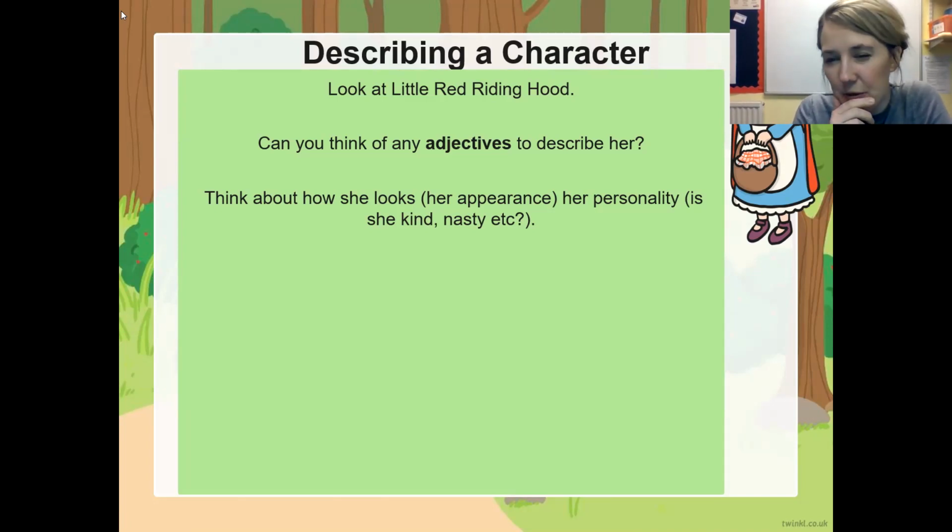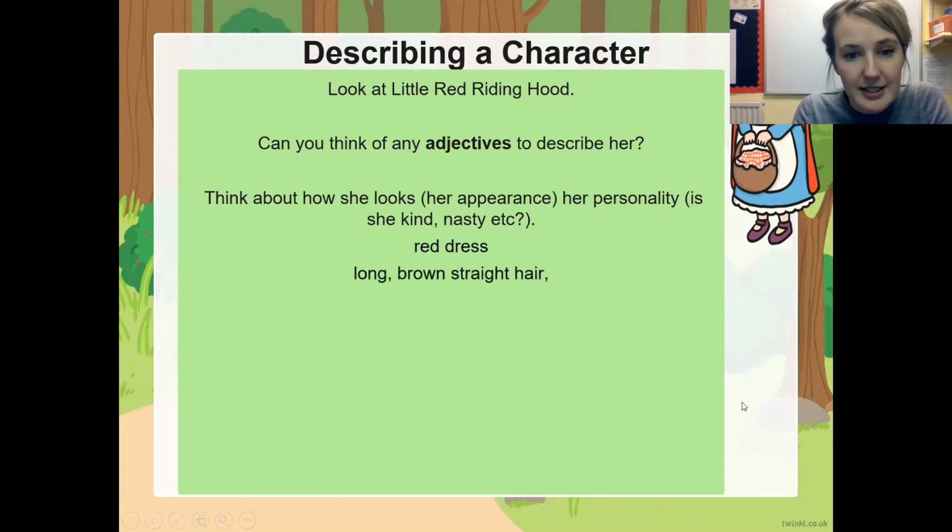And what else was I saying? So rather than just saying cape, you could say red long cape. So her personality, that's things like, is she kind? Is she nasty? Well, we just talked about that with the difference between her and the bad character of the big bad wolf. You might want to put things about how she is caring because she's going to go and see her grandma. So red dress, here we go.